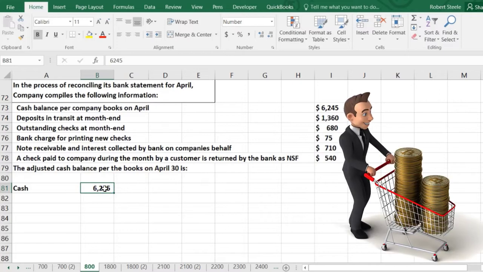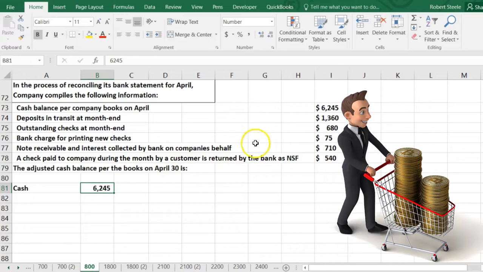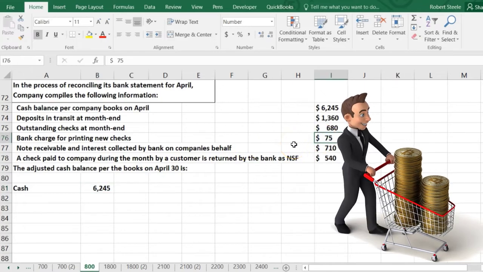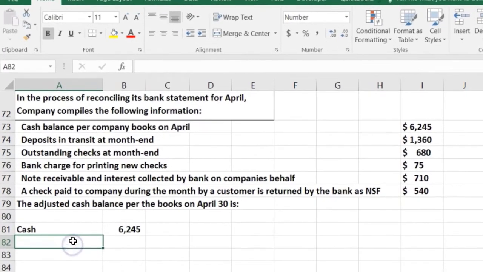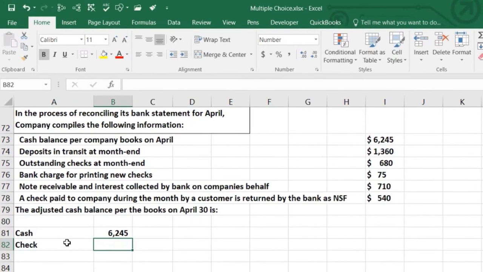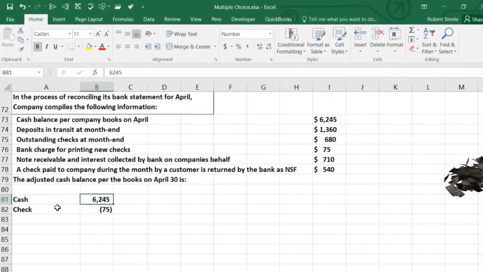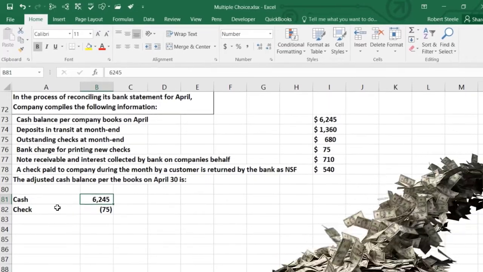And then we have the bank charge for printing new checks. So now we have the $75 that the bank automatically took out of our account because we purchased new checks or got checks printed or some kind of service they provided. And we're going to have to say, I didn't know about that, but that's true. We did have that service, and therefore we're going to have to reduce our balance. It's not included in our balance. We didn't know about it. Now we do. Now we'll include it.